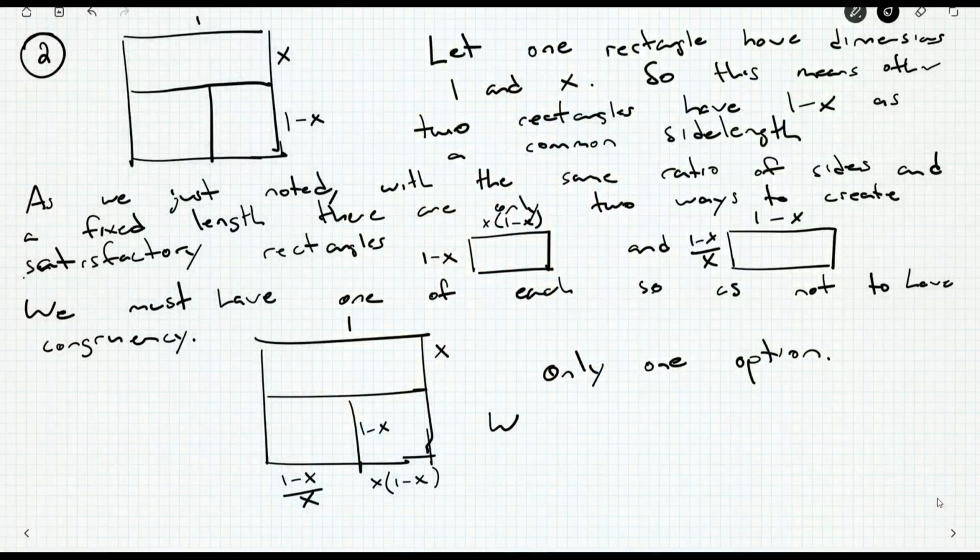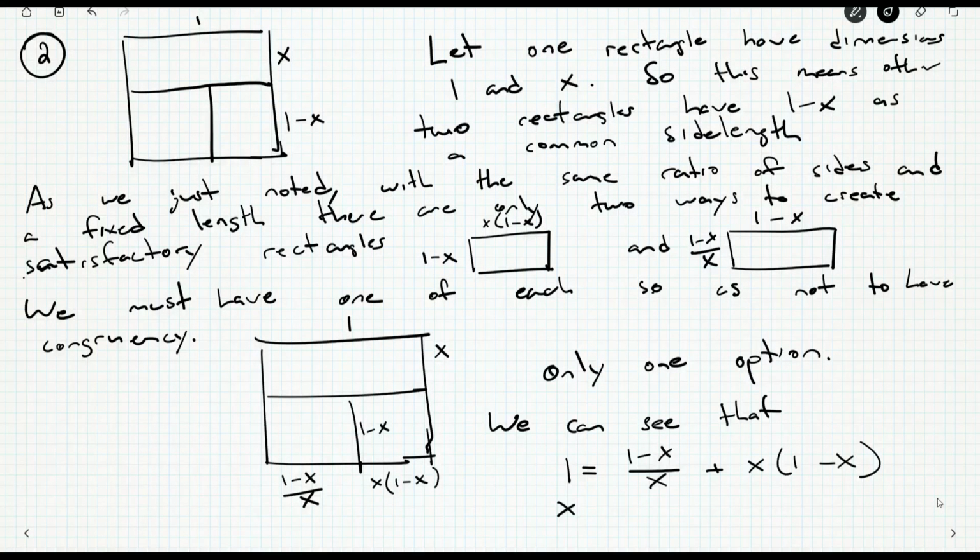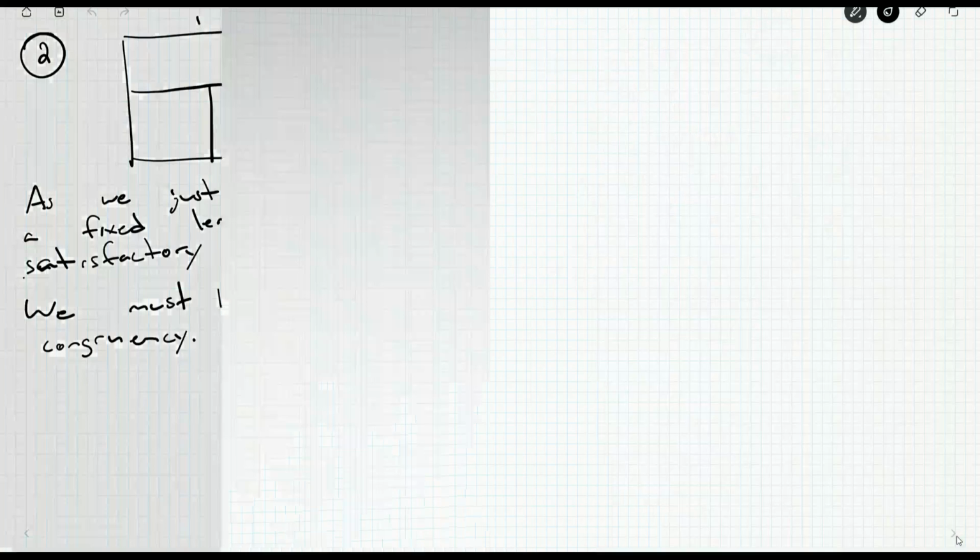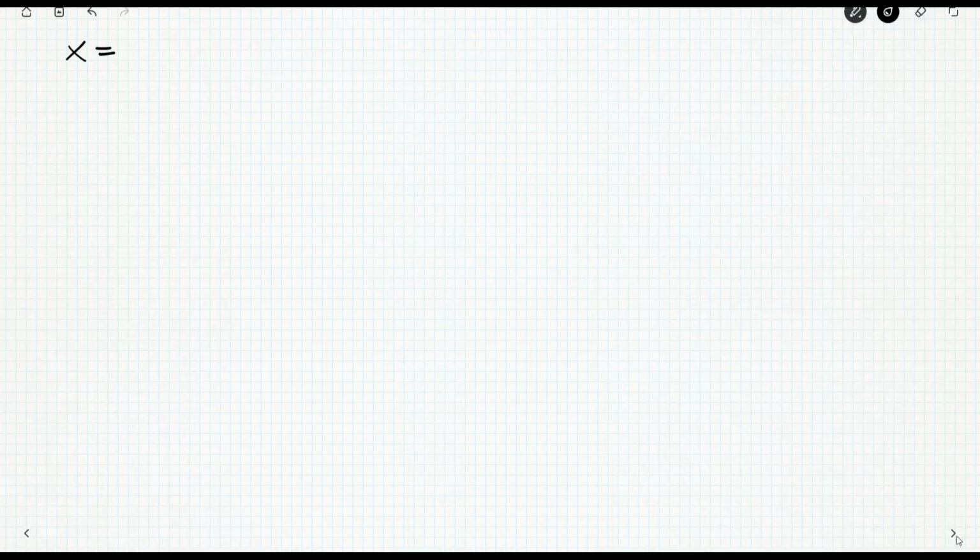So what can we see? We can see that 1 is the same as 1 minus x over x plus x times 1 minus x. So I guess multiply through by x, we'll get x is the same as 1 minus x plus x squared times 1 minus x. I'll expand that out. So we had x is 1 minus x plus x squared minus x cubed. So 0 is 1 minus 2x, so it's a cubic. Interesting.